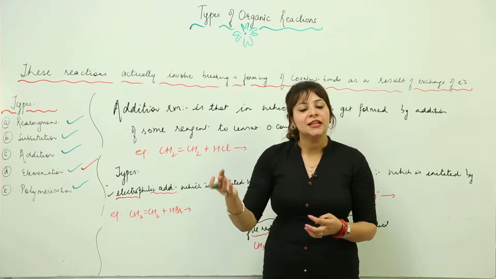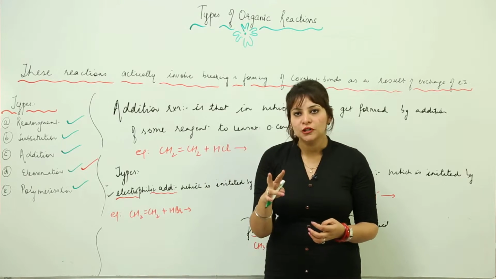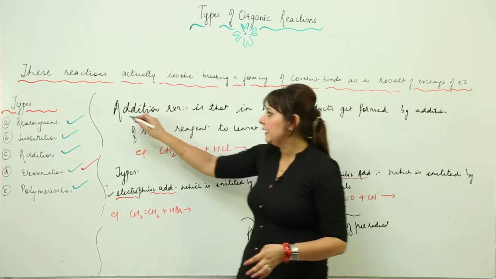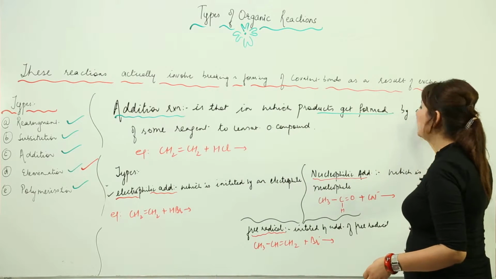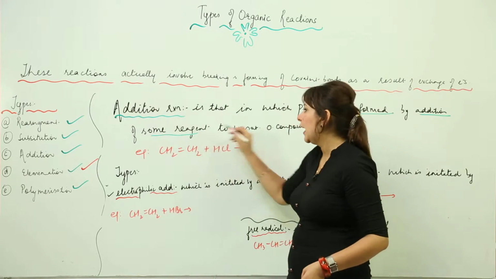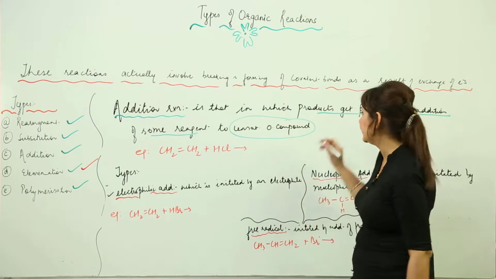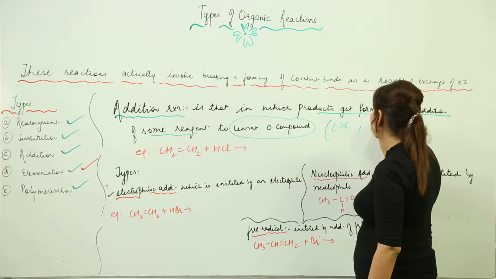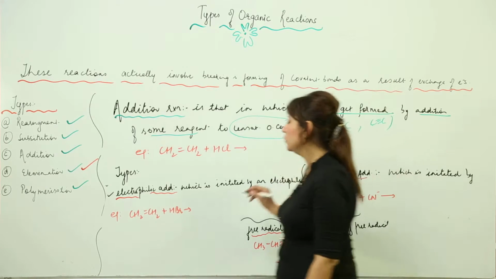As we know, alkenes contain one extra bond, one pi bond, and alkynes have two pi bonds, right. So, what happens in it actually? It is a reaction in which the products get formed by addition of some reagent, and obviously it has to occur in the unsaturated organic compounds, that is the alkenes or alkynes, because they are the compounds which have the extra bond.